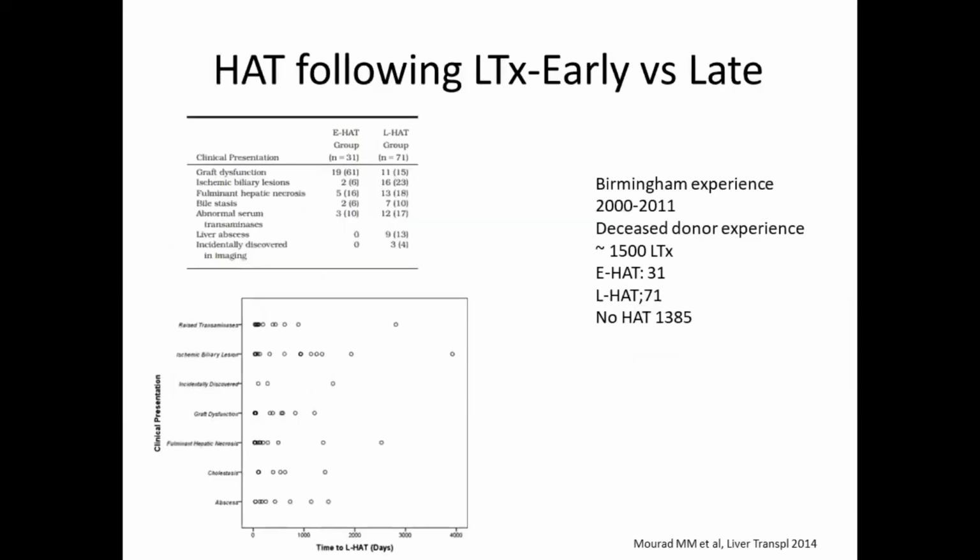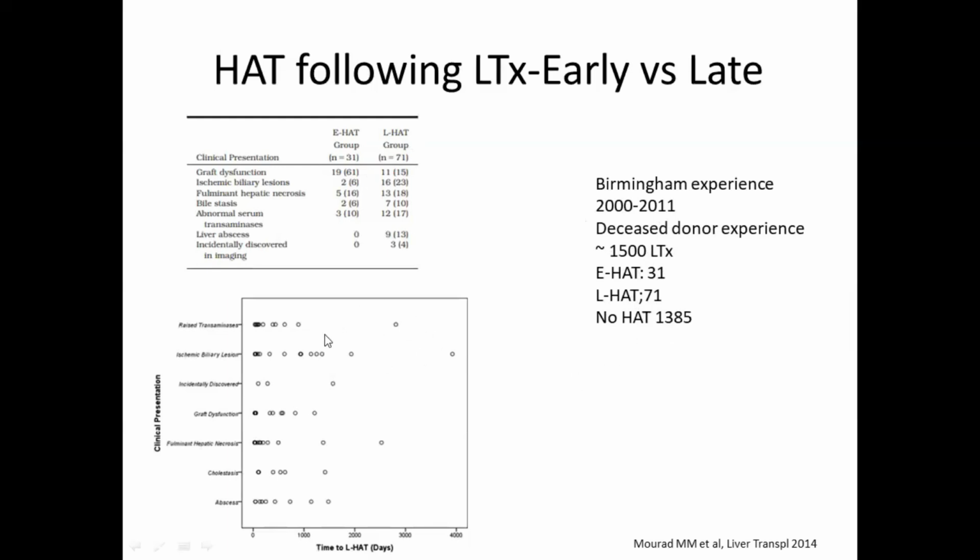Now, another large experience from the Birmingham group in the UK, they describe the HAT following liver transplant as early versus late. And as you can see, the late group is larger than the early group. Again, this is about 1,500 liver transplants. They found E-HAT in 31, late HAT in 71, and no HAT in 1385.